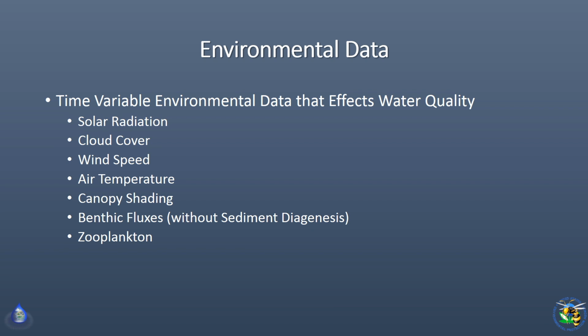All right, the last set of input data that we're going to talk about is environmental. And this is basically environmental data that changes over time that affects water quality. This is things like solar radiation, because the frequency and magnitude changes throughout the year. Cloud cover changes daily and it affects solar radiation. Wind speed affects reaeration and water temperature. Air temperature affects reaeration as well as water temperature calculations. Canopy shading affects both water temperature calculations and phytoplankton growth.